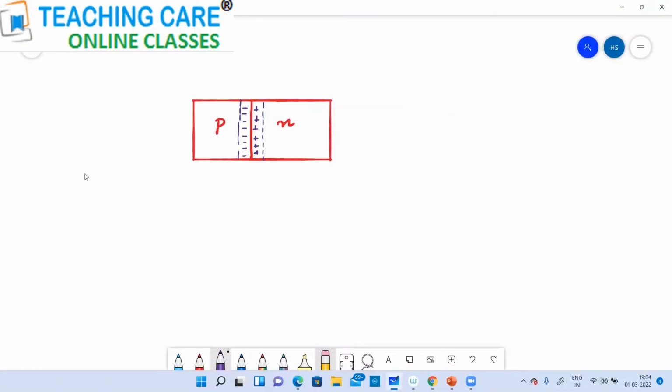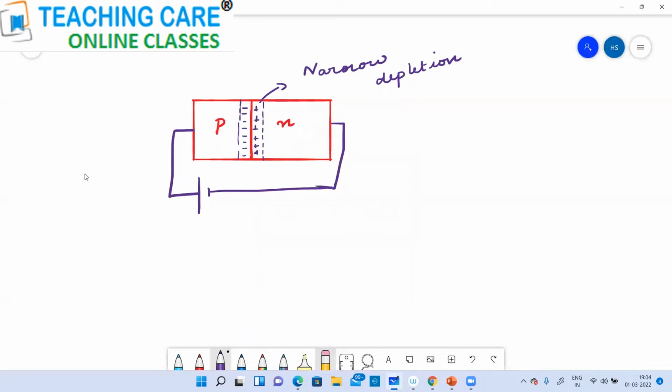Yes, ma'am. See, that narrow depletion region should be there. You have to know that while drawing the forward biasing, it should be a narrow depletion region. Note down: this should be connected to the forward biasing, positive to positive, negative to negative.